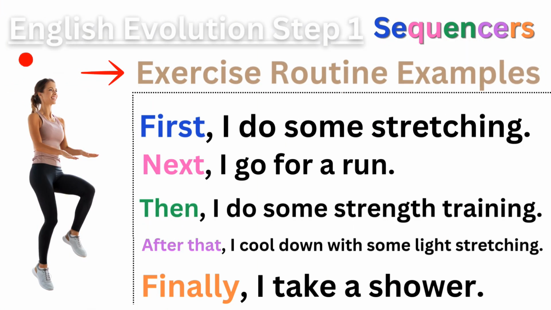Exercise routine examples. First, I do some stretching. Next, I go for a run. Then, I do some strength training. After that, I cool down with some light stretching. Finally, I take a shower.